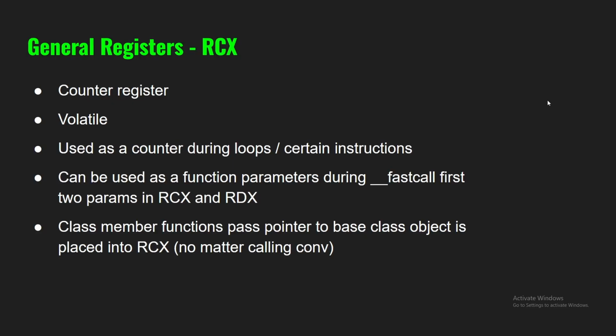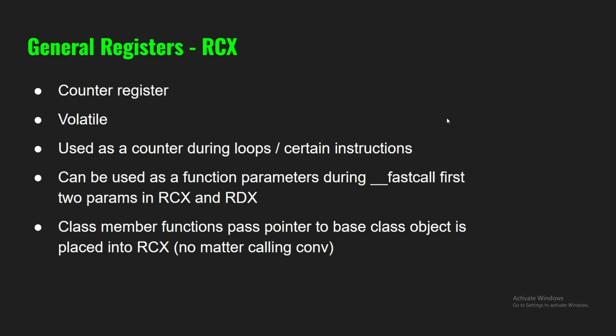Finally, the counter register, RCX. It is volatile, so it will change across function calls, and it is used as a counter during loops and also certain instructions as well. It can be used as a function parameter during fastcall, and the first two parameters will be stored in RCX and RDX, so in that calling convention there. First parameter will, provided it's not a floating point, be stored in RCX, and the second will be in RDX respectively, if using the fastcall calling convention.